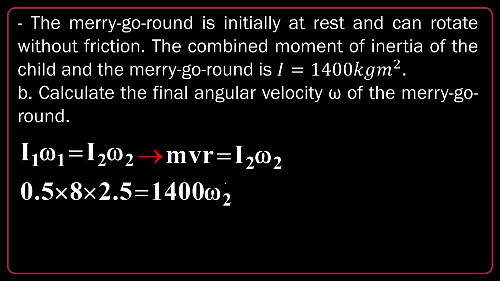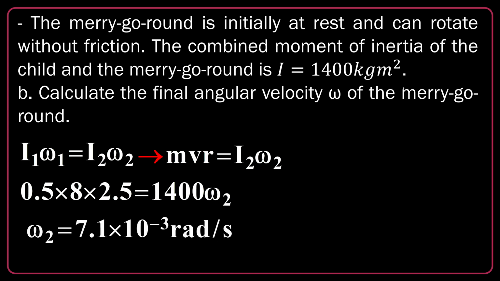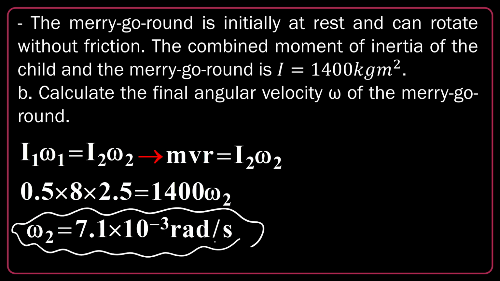Okay, so let's plug in the values. This is the mass of the stone, half of a kilogram. This is the v and the radius 2.5. Okay, 1400 is also the I of the merry-go-round and the child. So omega 2 is going to be 7.1 times 10 to the negative 3 radians per second. This is the angular velocity of the merry-go-round and the child after throwing the stone.